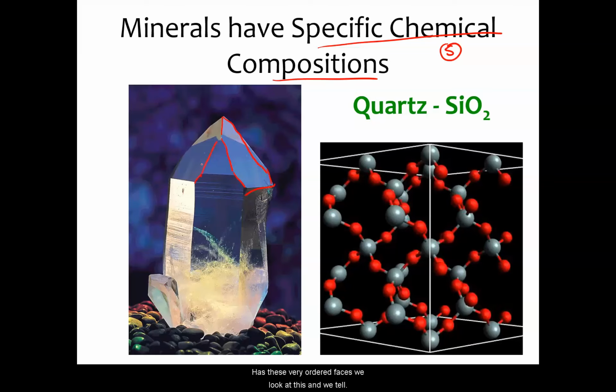Has these very ordered faces. We look at this and we tell it's probably crystalline because it stacks itself into such regular shapes with a regular geometric pattern to it. So that's part of the definition of mineral.